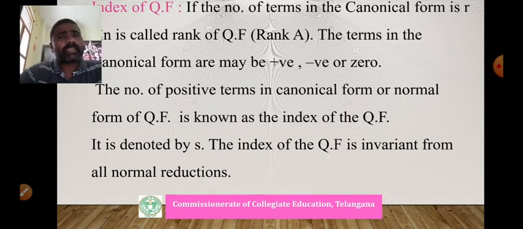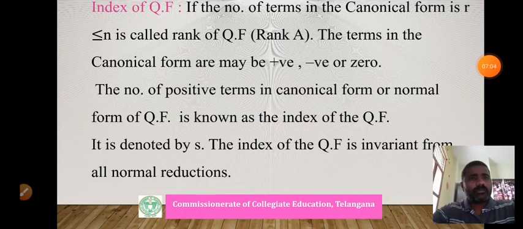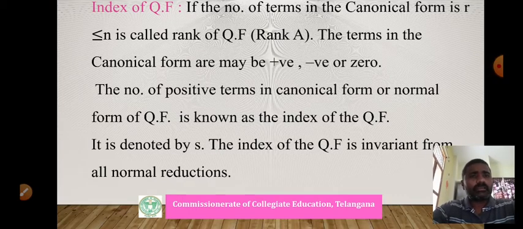Now we define the index of the quadratic form. What is the index of the quadratic form? Suppose the number of terms in the canonical form is r: lambda 1 y1 square, lambda 2 y2 square, up to lambda n yn square. How many terms? n terms should be present, or less than n terms. Some terms may be 0. Suppose lambda 2 is 0, then one term is less. If lambda 3 is 0 as well, then two terms less, n minus 2 terms.